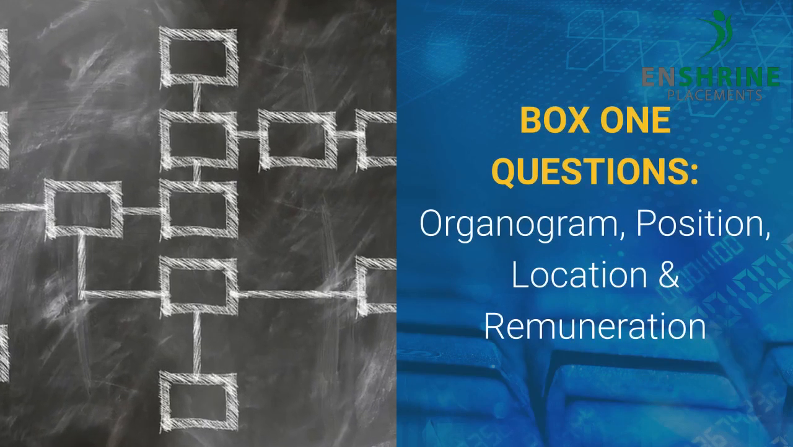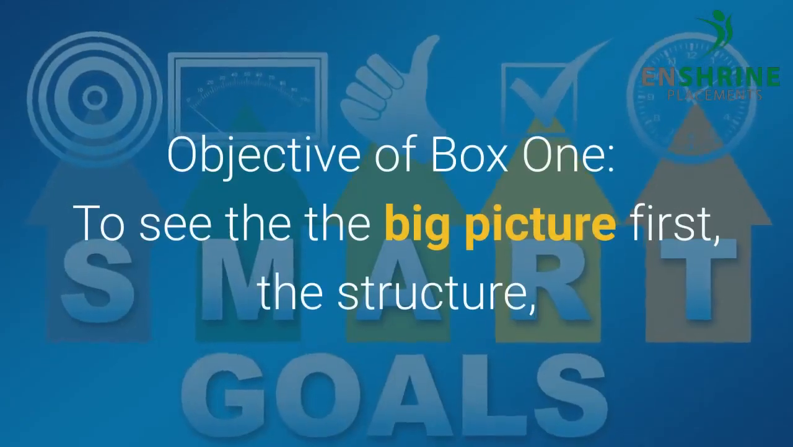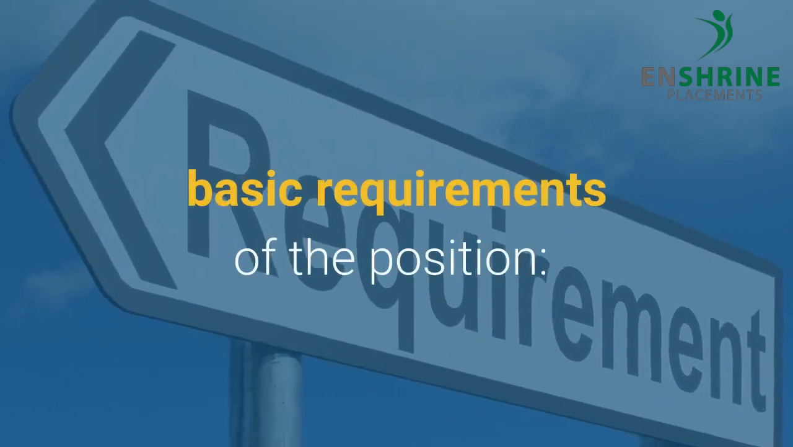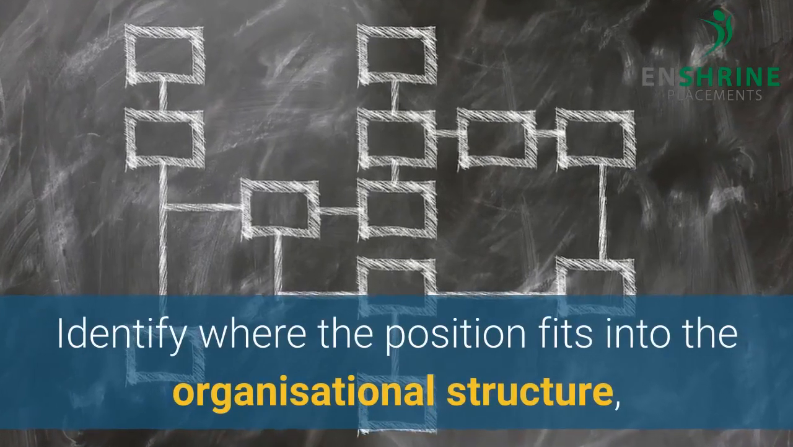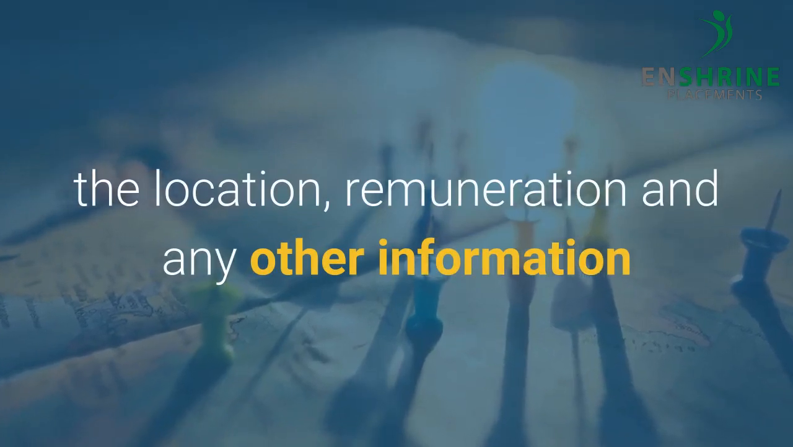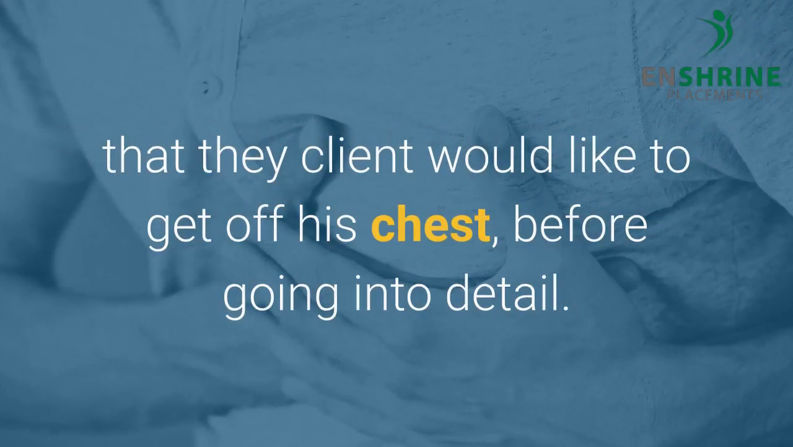Box 1 questions: organogram, position, location and remuneration. Objective of Box 1: to see the big picture first, the structure, basic requirements of the position, identify where the position fits into the organizational structure, the location, remuneration and any other information that the client would like to get off his chest, before going into detail.